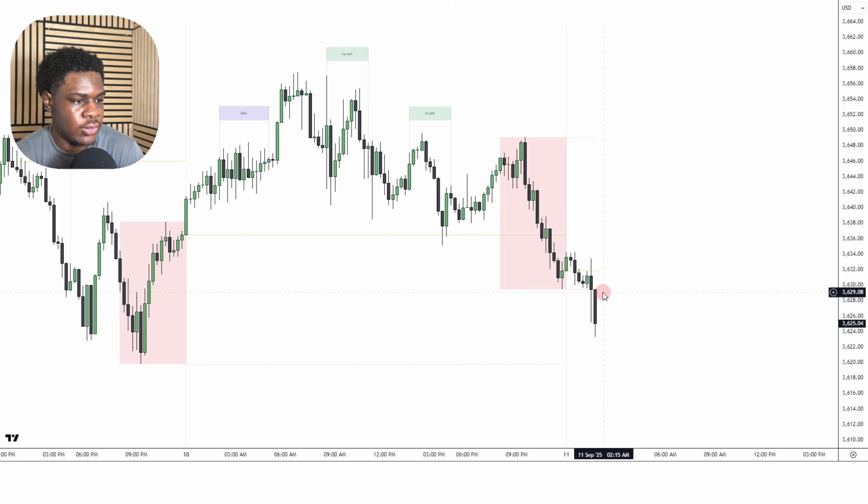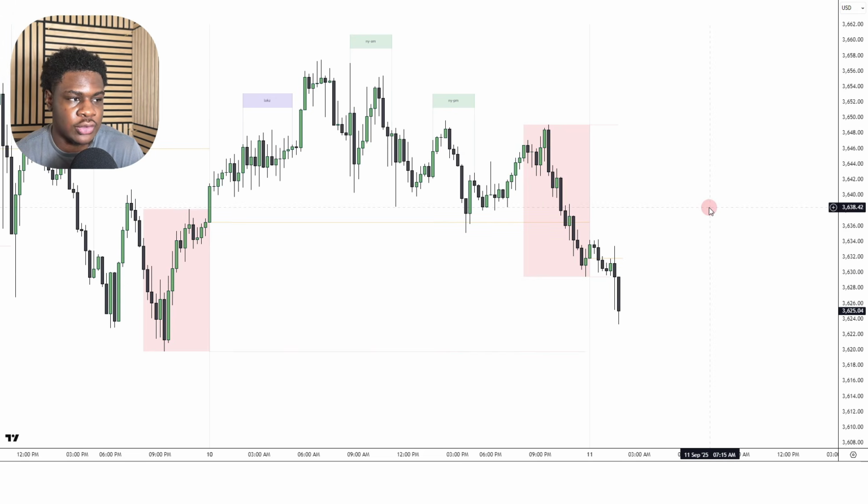But we're currently looking at gold here, and we're going to be trading the London session. Before we start trading, we have to create an overall daily bias. Daily bias is pretty simple. It's identifying where we have been, where we are currently at, and where we anticipate price to go next.